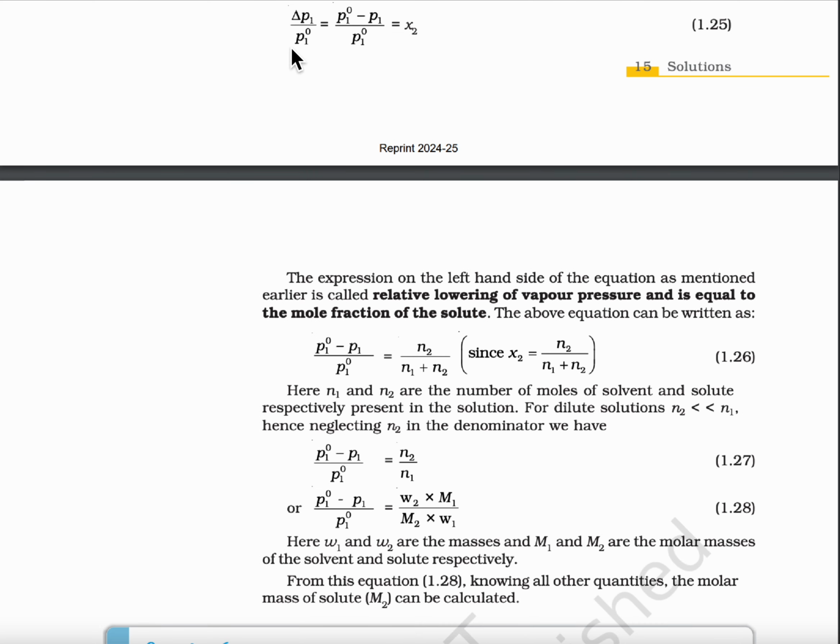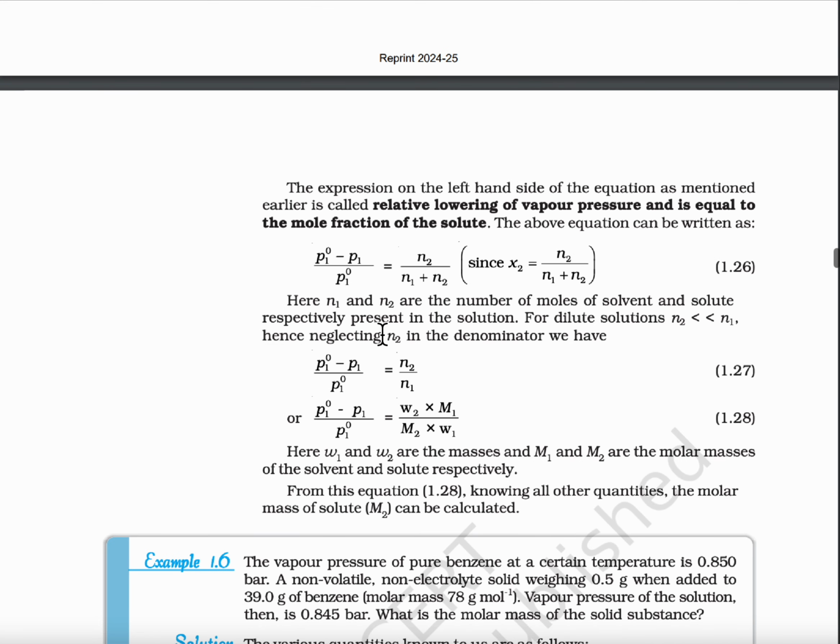The above equation can be written with the left hand side as P1 naught minus P1 by P1 naught is equal to, instead of chi2, expanding the mole fraction formula, N2 by N1 plus N2, since chi2 is equal to N2 by N1 plus N2. And here N1 and N2 are the number of moles of solvent and solute respectively present in the solution.